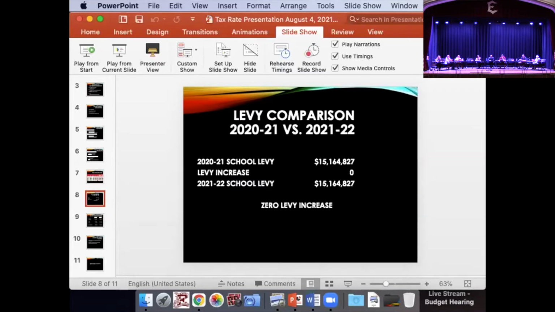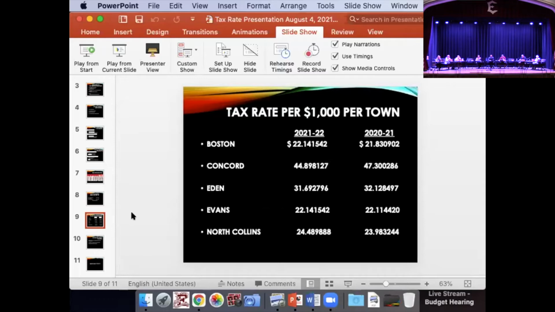All right. So now let's get to the easy stuff. The 2021 levy was $15,164,827. The levy increase was 0. So our 21-22 school levy, which is what this board will be adopting later in the agenda, is $15,164,827, a $0 levy increase. Let's look at what happened to their tax rates. Remember, the total pot of money didn't go up a penny.